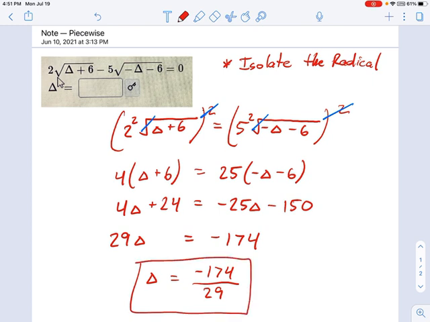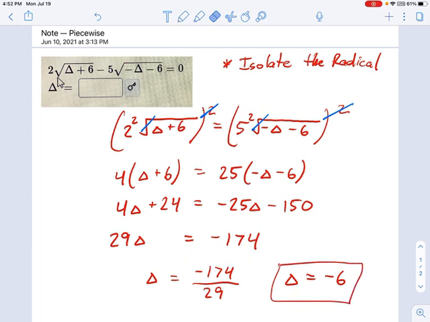Now, you may think we're done, but as usual, we have to check to see if this is extraneous. So I'm going to plug this into the original equation now. And I don't know what negative 174 over 29 is, but let's just see what the calculator says. Negative 174 over 29. According to the calculator, should have done this earlier, negative 174 over 29 is just negative 6. Okay, that's nice. So you can simplify this fraction. Always simplify your fractions. It helps.